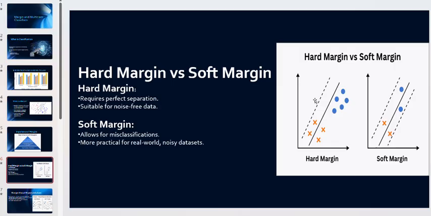This is the diagram of the hard margin versus soft margin. This is the hard margin diagram. This is the soft margin diagram. In this diagram, hard margin shows all points cleanly separated by a wide gap, but this only works if there is no noise in the data. The soft margin allows a few points inside the margin or on the wrong side of the boundary, which helps the model perform better on unseen data.